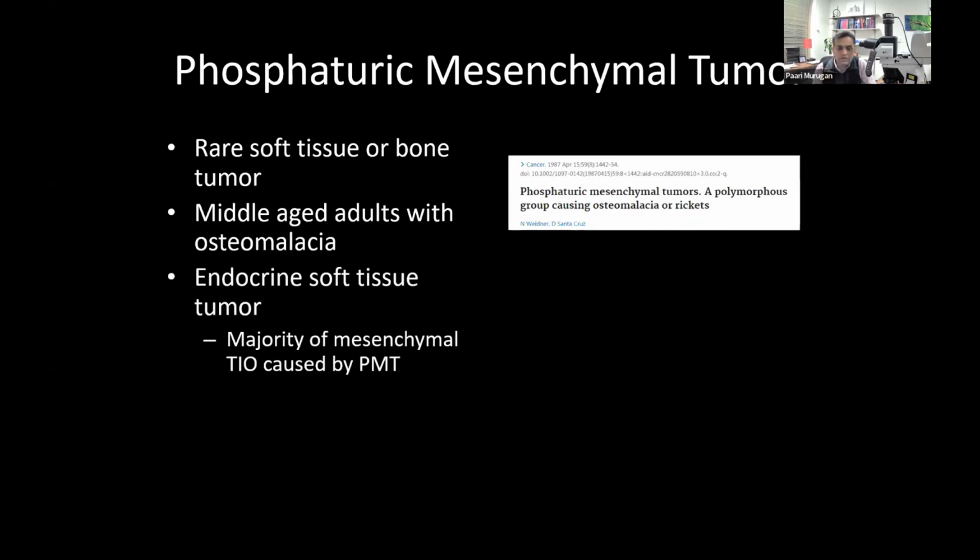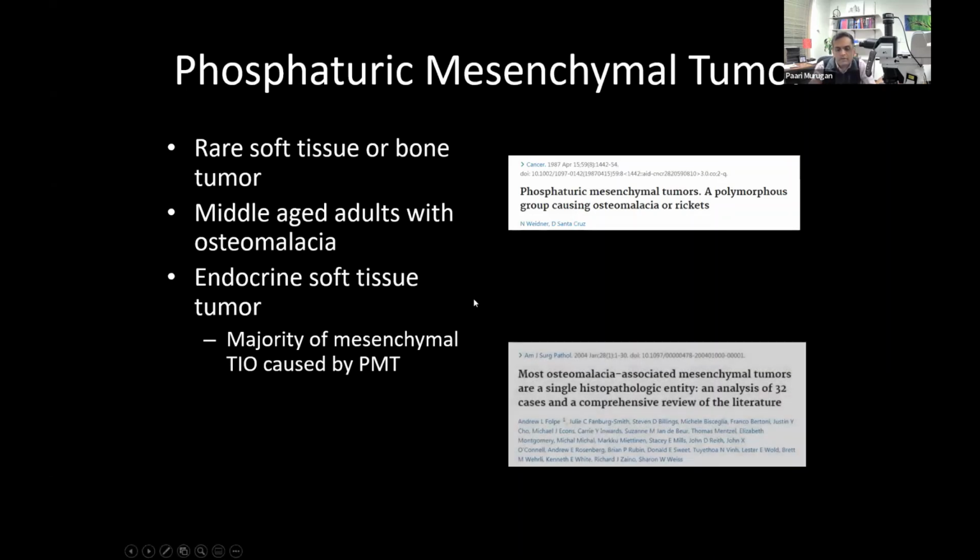And as I mentioned, this is one of these unique soft tissue tumors that have an endocrine manifestation. And now we know that the majority of mesenchymal tumors that actually cause tumor-induced osteomalacia all belong to this PMT group.